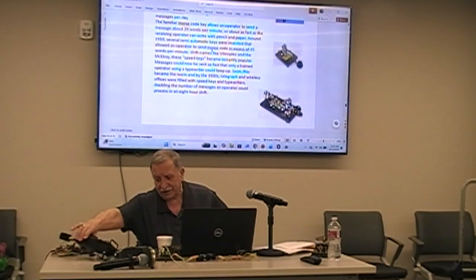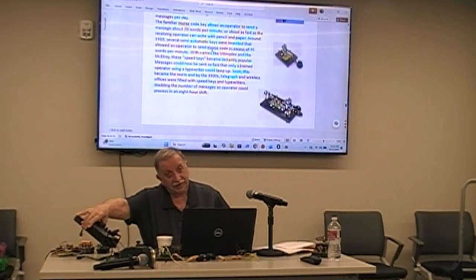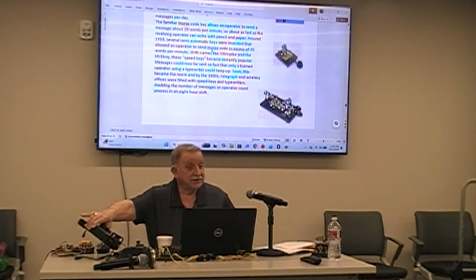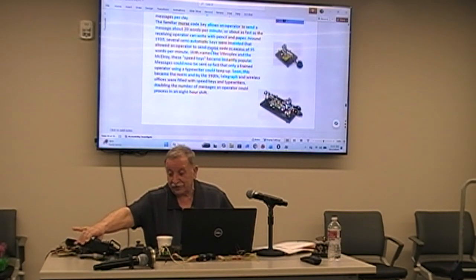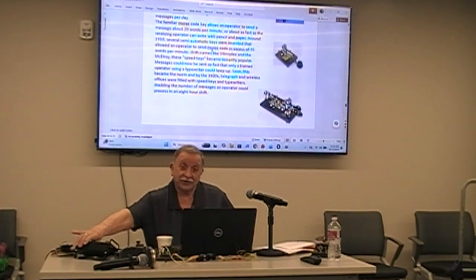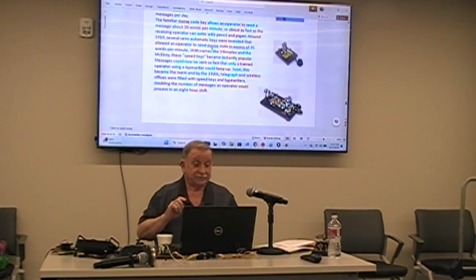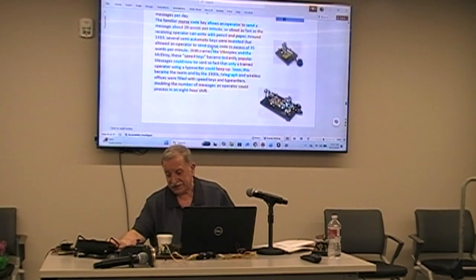This is actually a radio that I have here. This is one of my radios. This radio communicates around the world. It's not very big. It has 6 bands. It's a very powerful little radio. It only puts out 5 watts, but I can talk around the world on 5 watts. But this has a key. This has a keyer built into it.